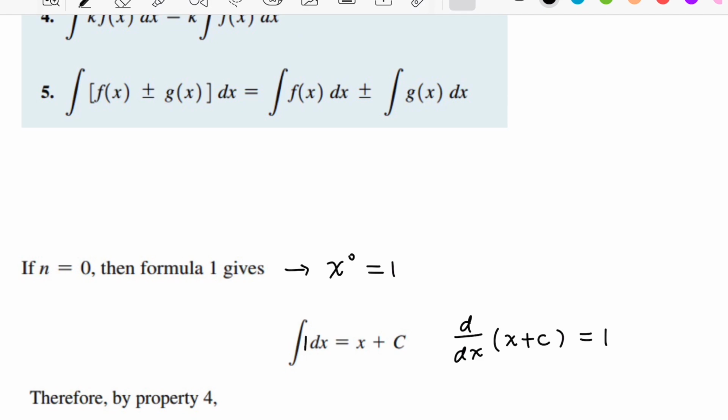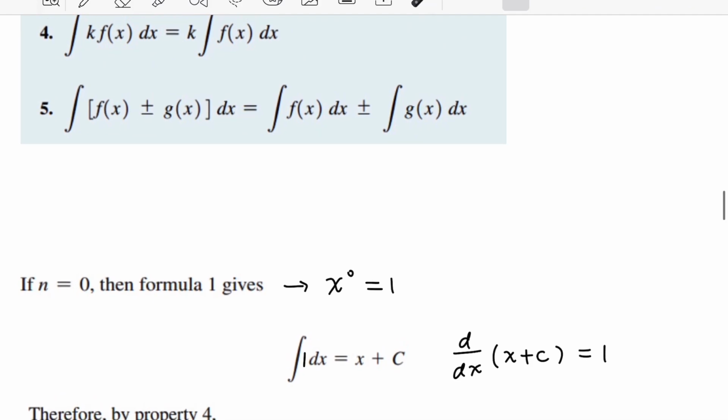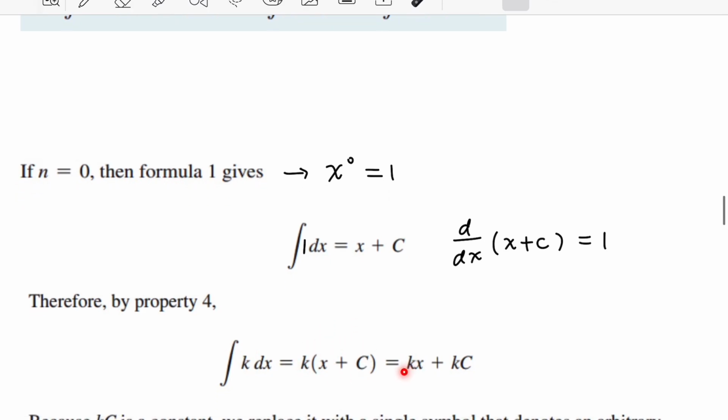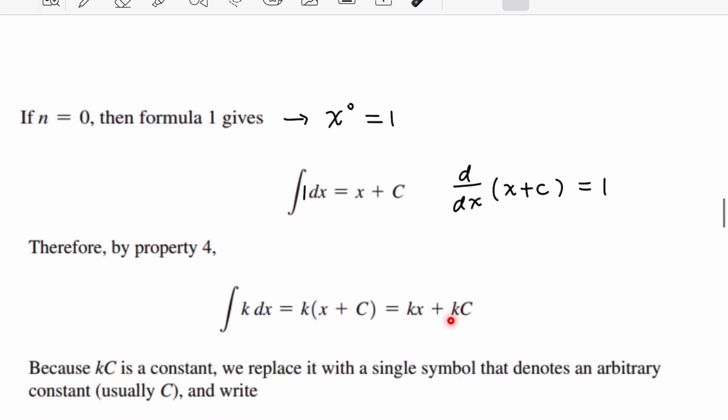All right, so then this tells us by property 4 here, if we have this constant k being multiplied by 1 here, this is the same as this guy being multiplied by this constant k. And then if we were to distribute this k to both terms here in the parentheses, we'll get k times x plus k times c, where c was our arbitrary constant. But notice that when we multiply this kc here, this will also be a constant. A constant times a constant is just a constant. So what we'll do is replace it with a single symbol that will denote an arbitrary constant and write it in this term here.